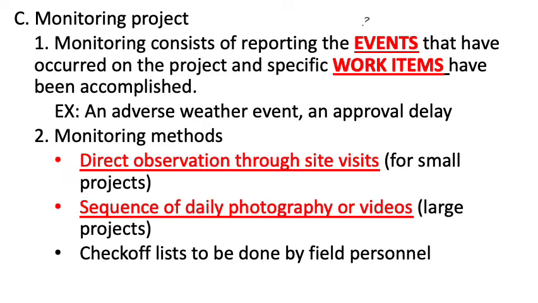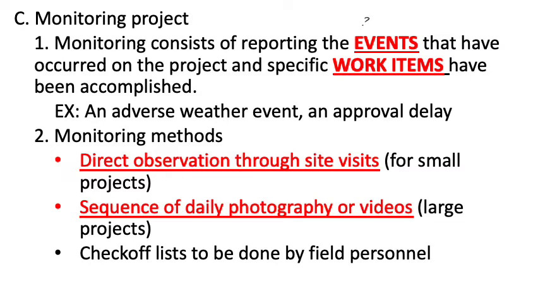Examples of events could be an adverse weather event. It's raining too much. That is an event that you want to document and add into the schedule. Or any delay in design approval. Let's say the owner has some delay in approving the design drawings. Without the design drawings approved, you cannot start doing the construction work. So that's an event you need to document and add into the updated schedule.